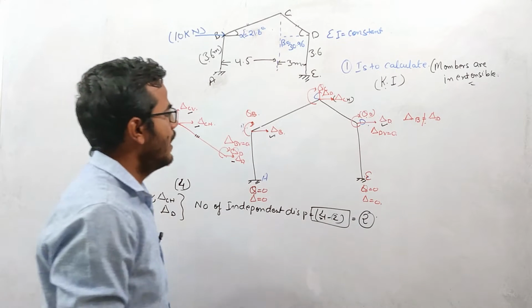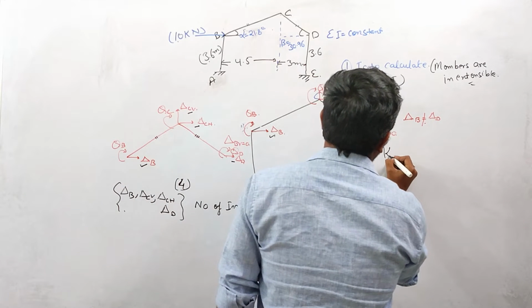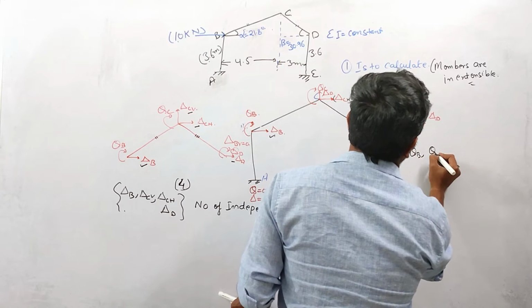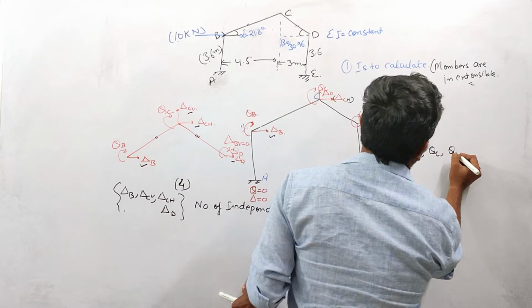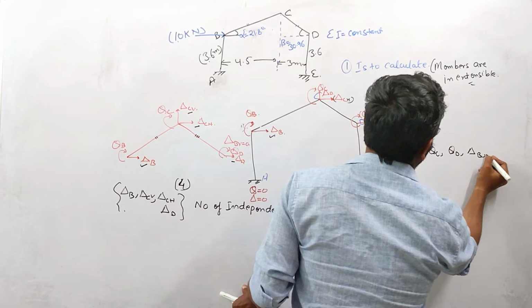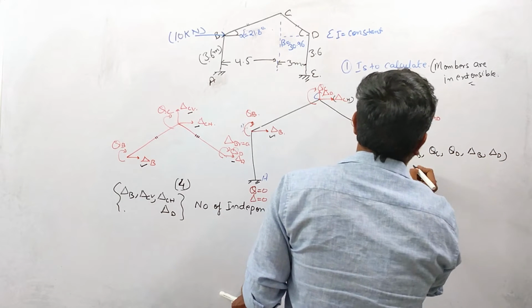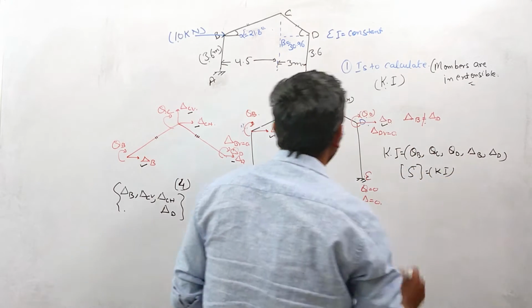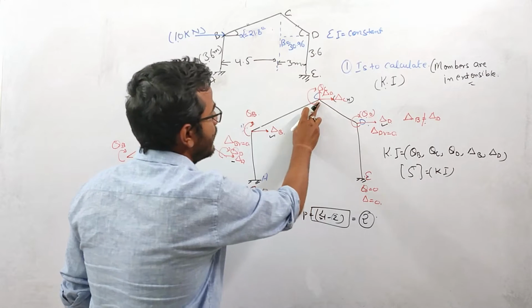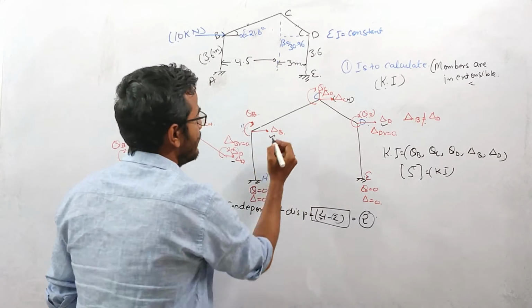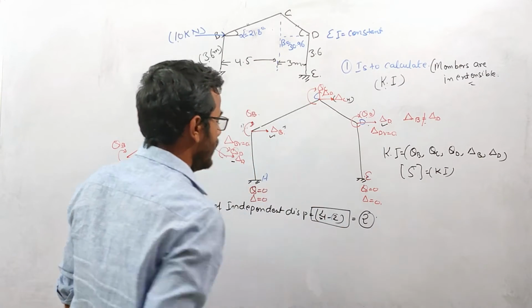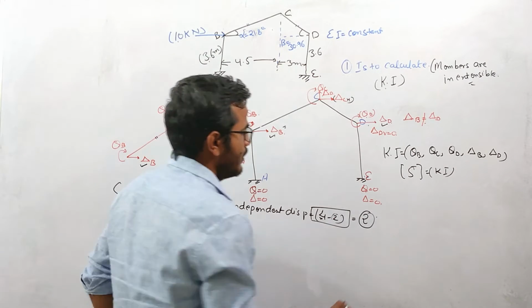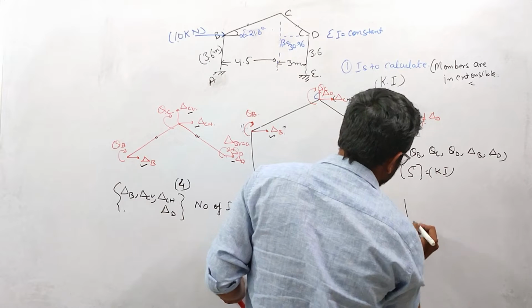So if someone asks you what is the kinematic indeterminacy of this frame, this will be equal to theta B, theta C, theta D, delta B and delta D. Okay, so this is 5. So the kinematic indeterminacy of this frame is 5 basically. Displacement will be there at this point, but that displacement we will find with the help of these 2 unknowns.